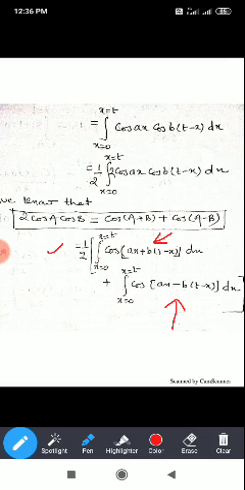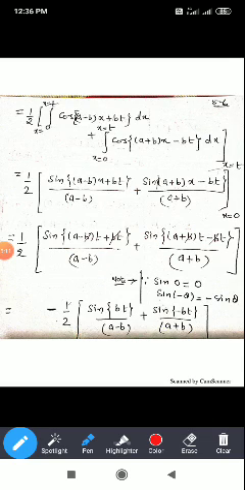So this equals 1 by 2 times the integral. Remember here the limit is x equal to 0 to x equal to t. The term is cos((a minus b)x plus bt) dx plus the integral from x equals 0 to x equals t of cos((a plus b)x minus bt) dx.